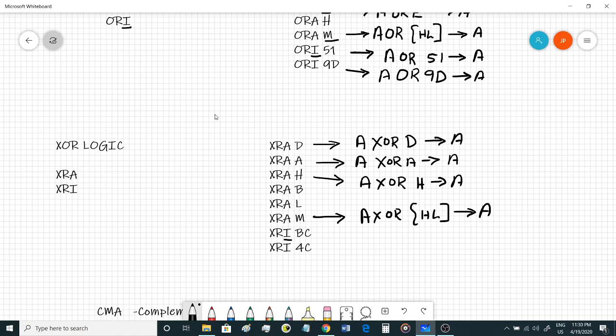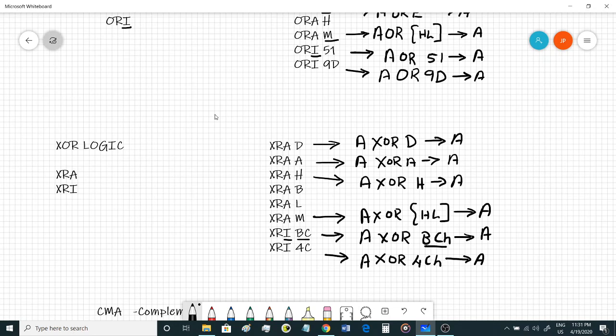XRI stands for XOR immediate data. You can give an immediate data and XOR it with your accumulator. A XOR with the immediate data BC. BC is a hexadecimal number over here. BC represents a hexadecimal number and this number will get XORed with the contents of A and the result will get stored in A register. Similarly, XRI A, 4C stands for A XORed with the number 4C hexadecimal number and the result gets stored in A register. So these are the various logic operations.